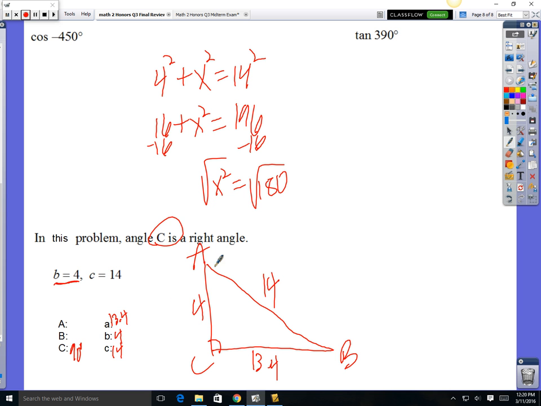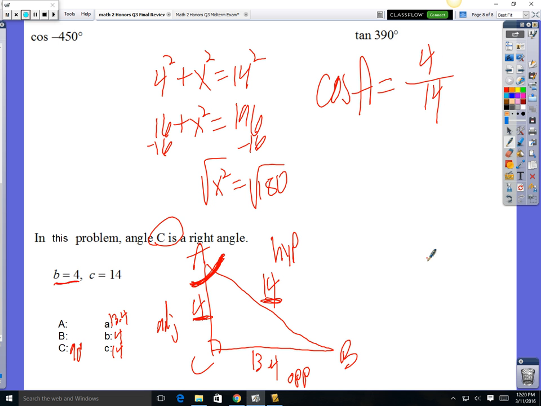Okay, now I'm going to mark it from A. Either mark it from A or mark it from B. If you mark it from A, that's hypotenuse. This piece is the opposite, and this piece is adjacent. And I'm going to do the 4 and the 14. So adjacent with the hypotenuse, that's cosine. So the cosine from A equals adjacent over hypotenuse.